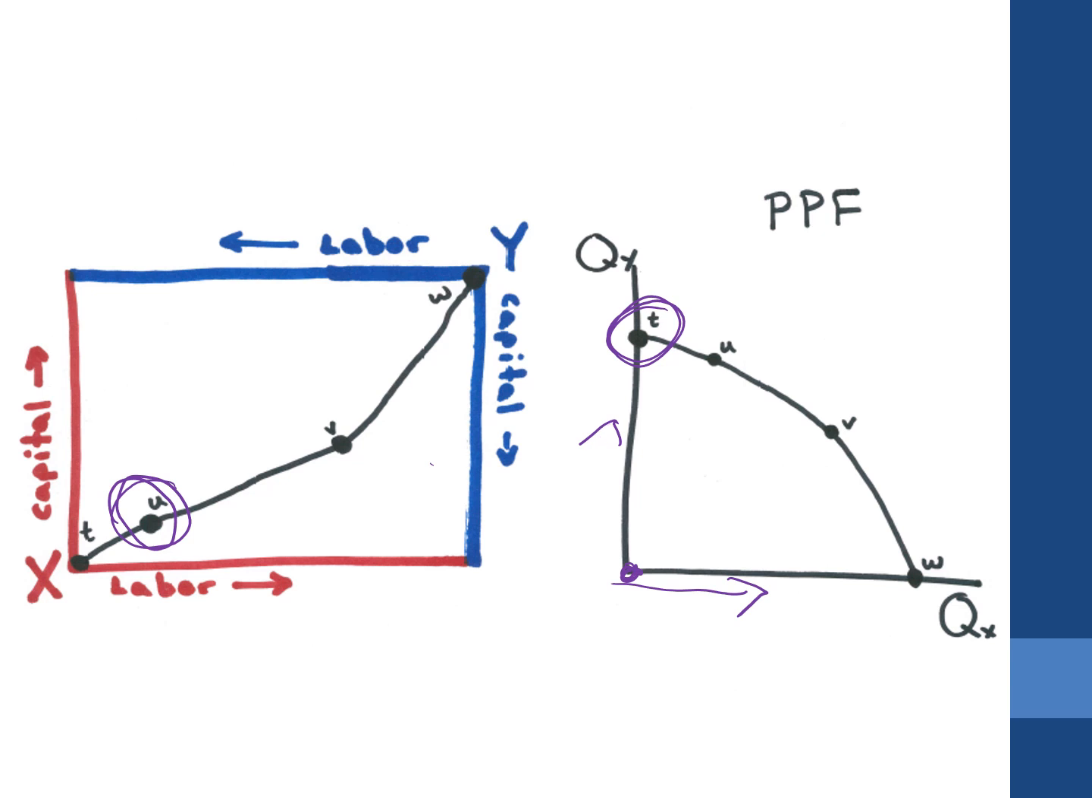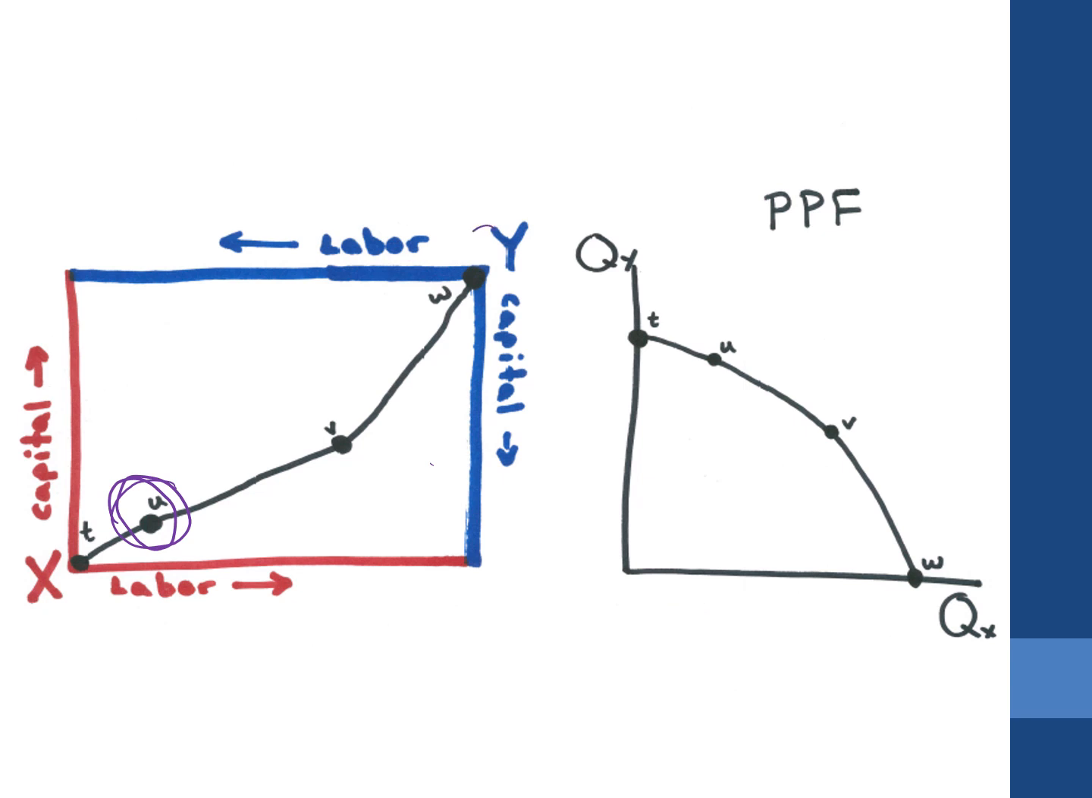So firm Y, what's going to happen to firm Y as we move from T to U? Well, firm Y has to decrease a little bit, and firm X has to increase a little bit. So we get some point like point U here. And then we could continue to map these things out.